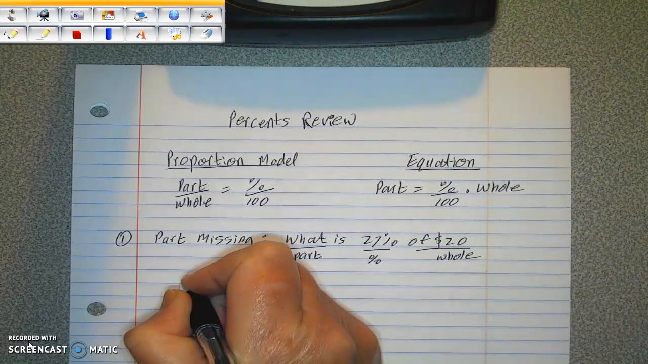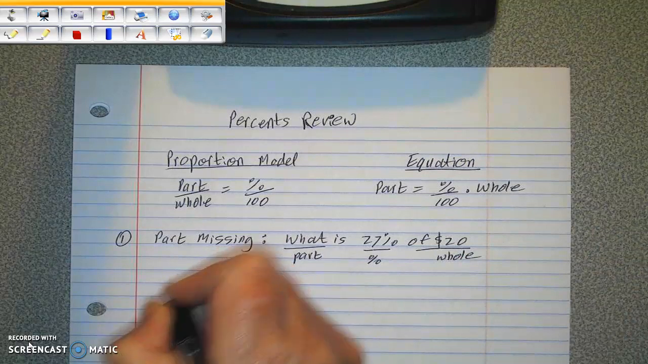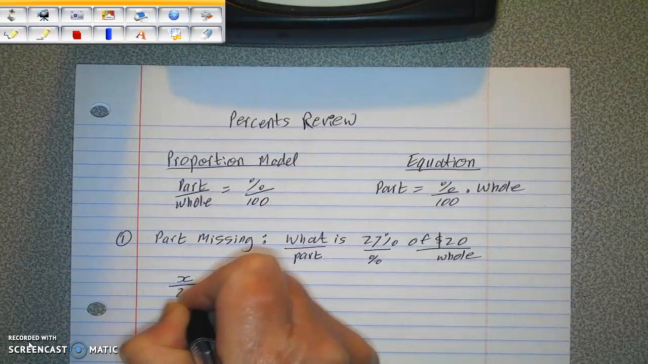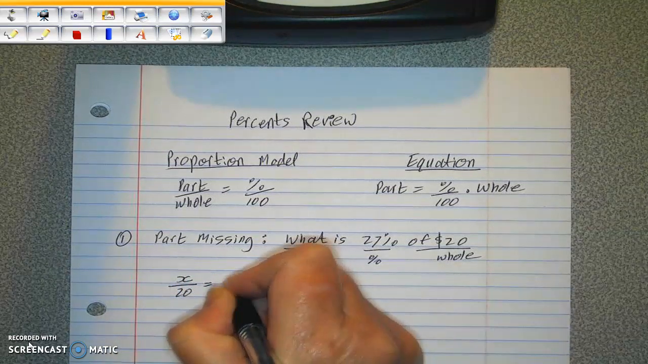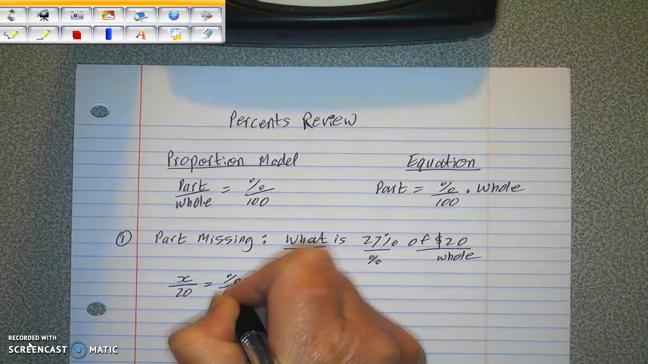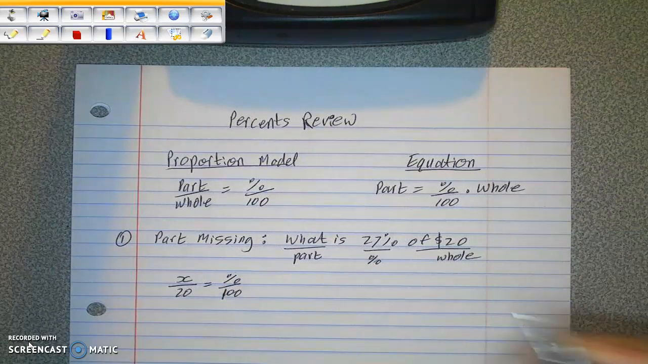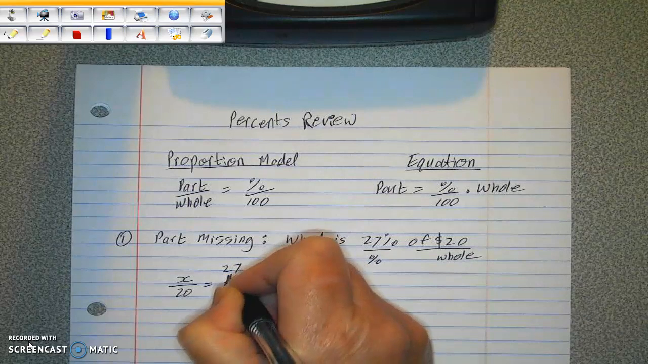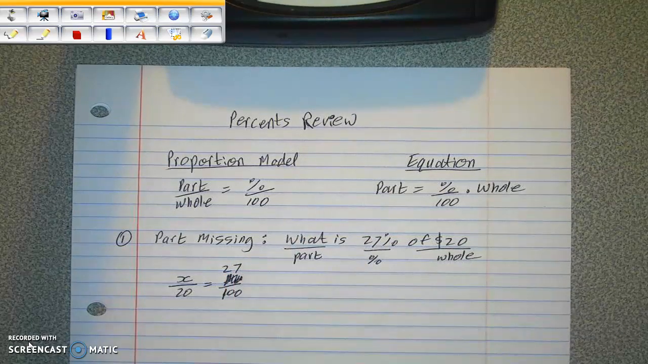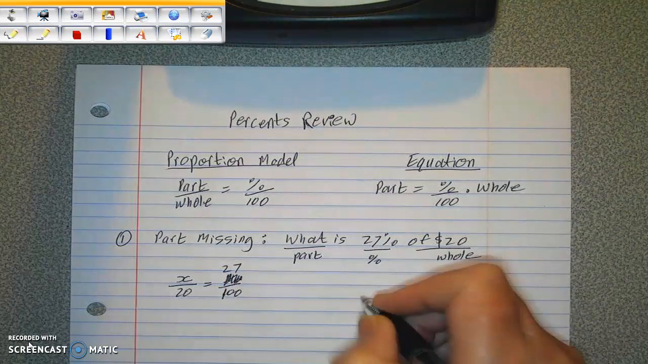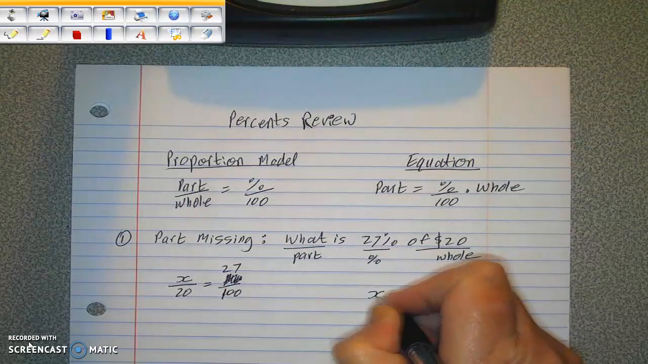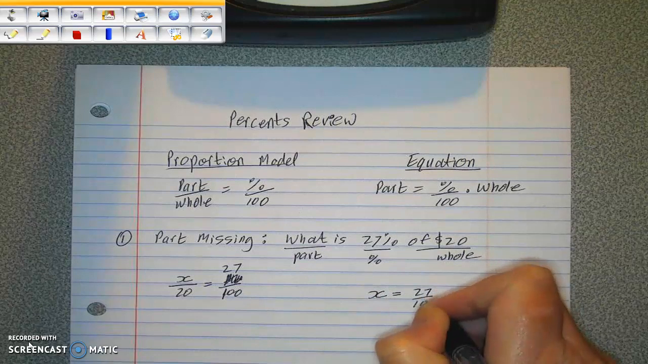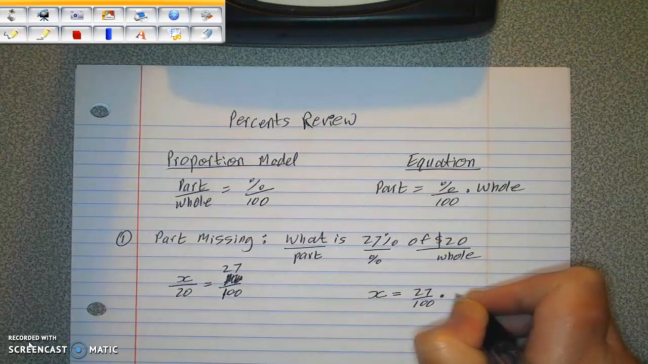If you use the proportion model, you're going to do x over 20 is equal to percent over 100. And our percent is 27. Sorry, I should have written 27 there. So that's one way of doing it. The other way of doing it is to say the part is equal to 27 divided by 100 multiplied by 20.